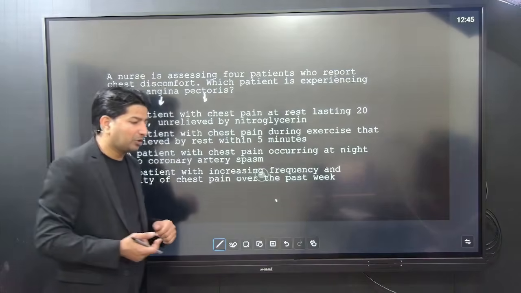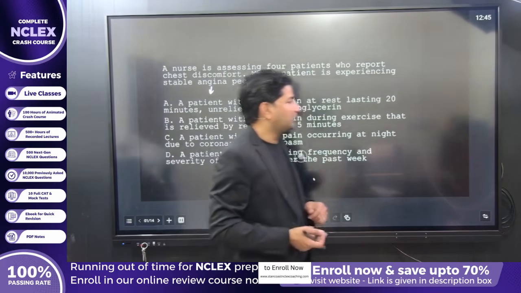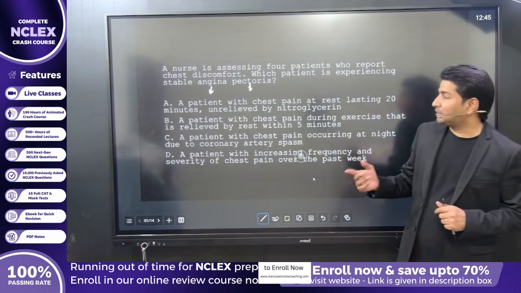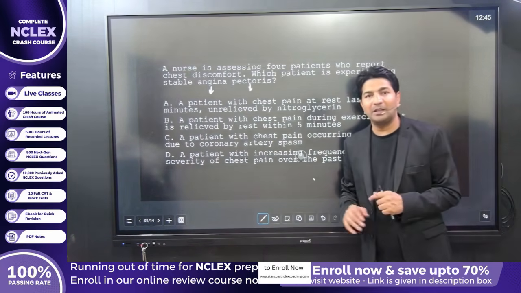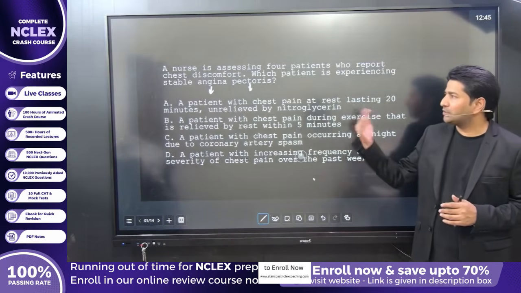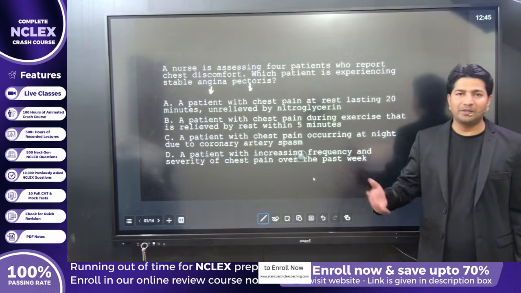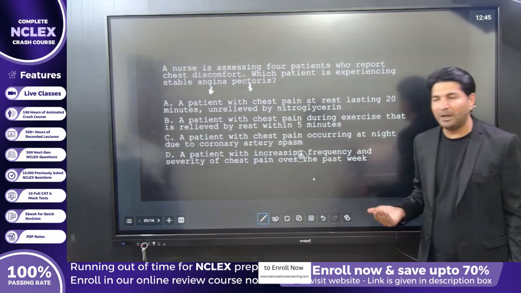There's one more called variant angina pectoris. And with variant angina pectoris, we can tell from the name that it varies. Vary means different. This means it falls into neither the stable nor the unstable category. It's different. It varies. Hence, variant angina pectoris.